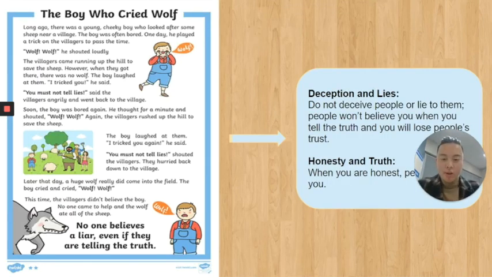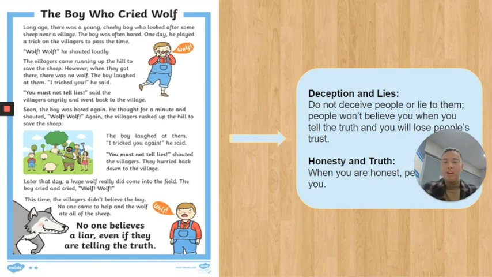So let's go through this example. The Boy Who Cried Wolf is a famous fable. Fables are short stories that often have a moral, a lesson, or a message at the end of them. And fables are a really good way to practice identifying themes. So I'm going to read this fable out to you guys. The Boy Who Cried Wolf.